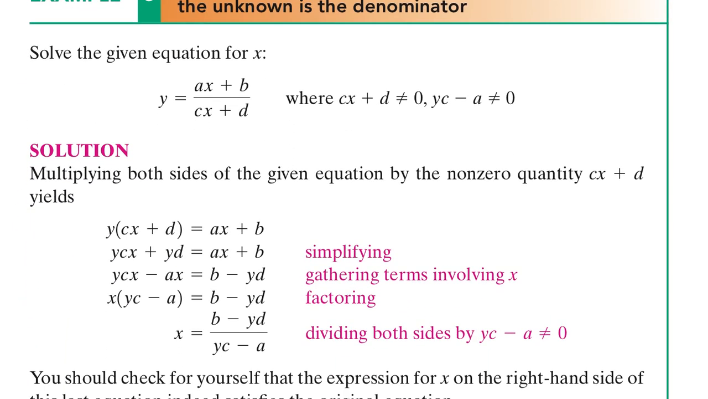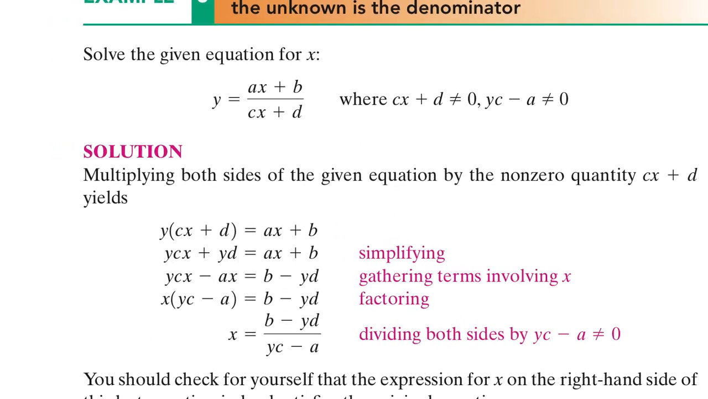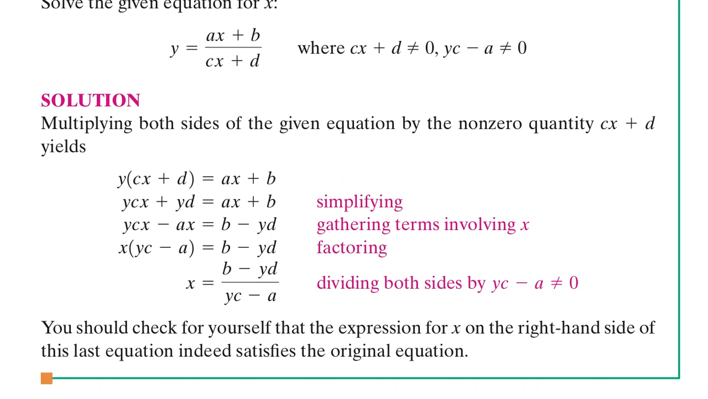So we solve this one here. This is another example. They're telling us that c plus d is not equal to 0. Yeah, you need that. And y minus ca is not equal to 0. They're telling us that because when you solve the whole thing, you get this right here. And you should check for yourself that the expression for x on the right-hand side of this last equation indeed satisfies the original equation. So they're saying, plug this back in, check it, it should work.